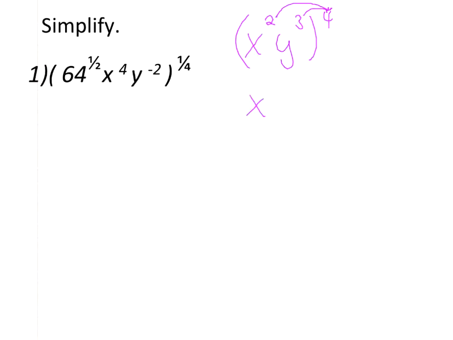So that would be x to the 2 times 4, which is 8, and my y would be 3 times 4, which is 12. Everyone okay with how I did that? Okay. So what am I going to do with the 1/4? I'm going to multiply it. What am I going to multiply it by? Every single exponent, every single piece of the puzzle.